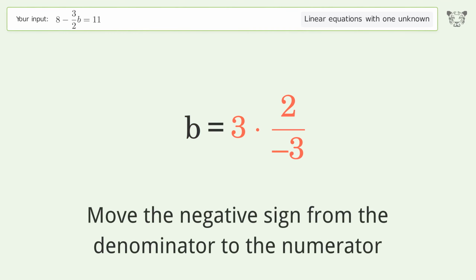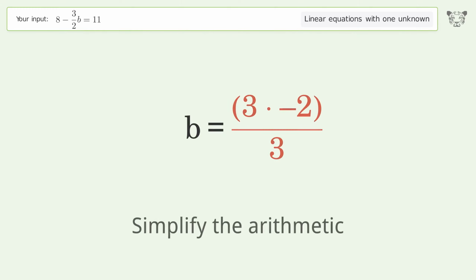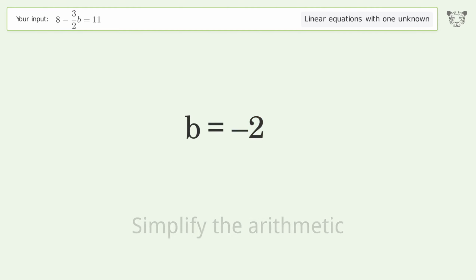Move the negative sign from the denominator to the numerator. Multiply the fractions. Simplify the arithmetic. And so the final result is b equals -2.